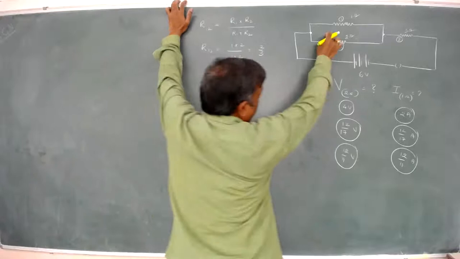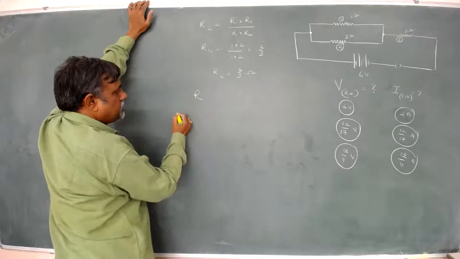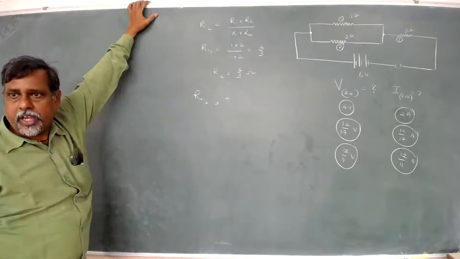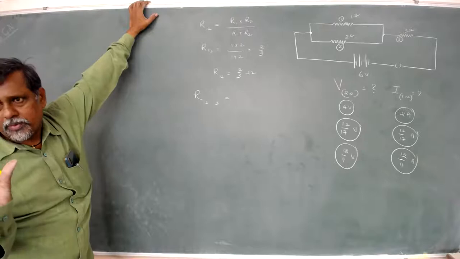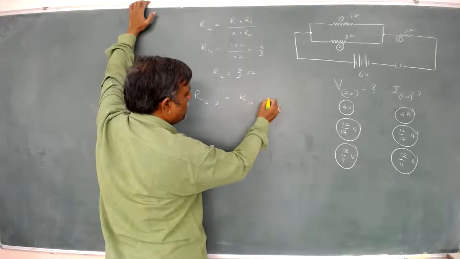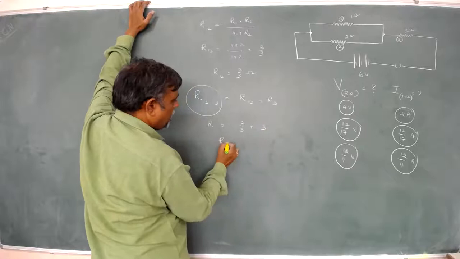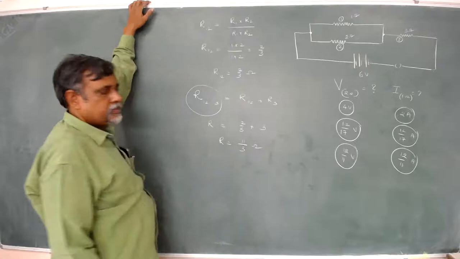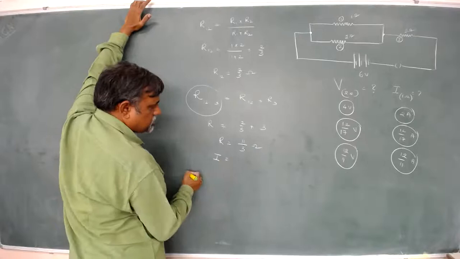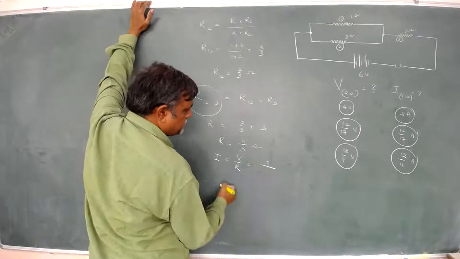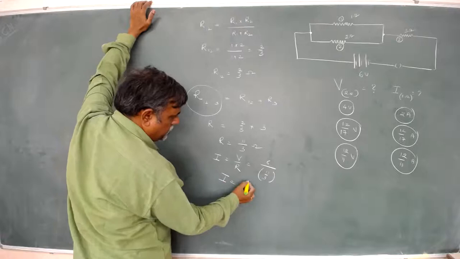Now write R123. Don't call it one hundred twenty-three; R12 is one group and R3 is separate. So R123 is R12 plus R3. This is the effective resistance R. R12 is 2 by 3, R3 is 3, so R is equal to 11 by 3. Now I will find the effective current: V by R, V is 6, over 11 by 3. So I is equal to 18 by 11 ampere.